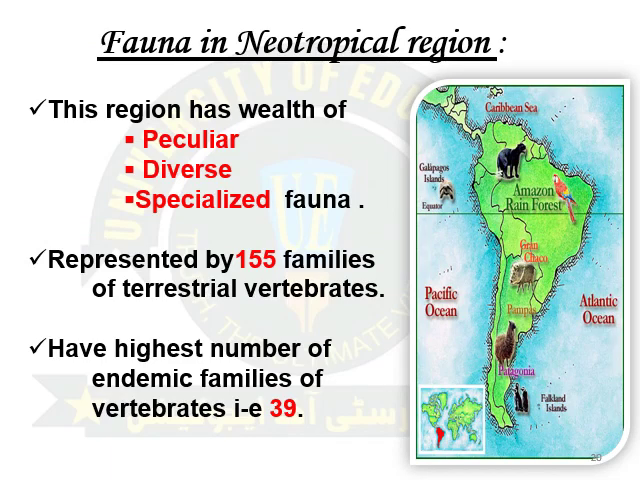Coming to the fauna in Neotropical region, as we know that most of the biological diversity is concentrated in the Neotropical region. It has a wealth of peculiar, diverse and specialized fauna, which is represented by 155 families of the terrestrial vertebrates. It is the highest number of endemic families of vertebrates present in any of the ecoregions.